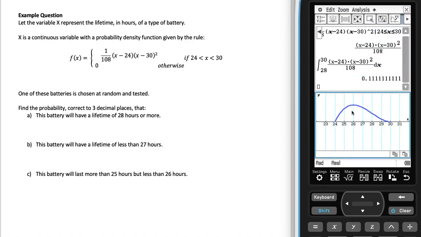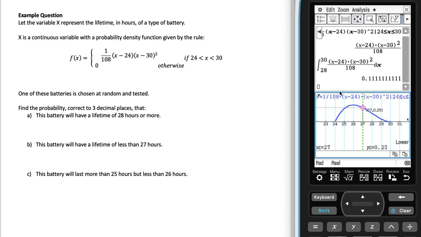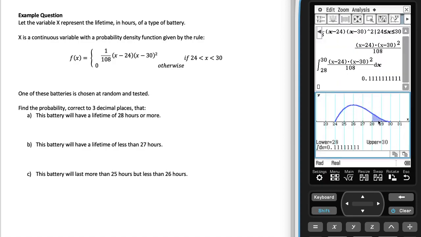But I can also show it on the graph by using that Analysis, G-Solve, and then Integral. And I'm going to type in 28 as my lower value and 30 as my upper value. And this highlighting on the graph is a good way to think of it for what's coming up in chapter 16. All right, now the next part of the question said, what's the probability that we'll have a lifetime of less than 27 hours? So that just means we flip it around and we're going to go from 27 below, right? So it's actually from 24 to 27.